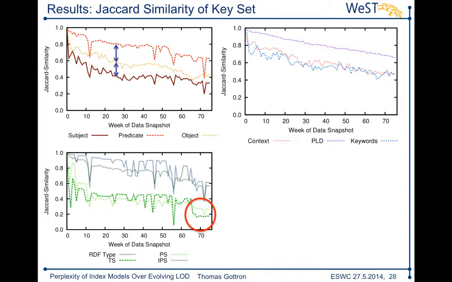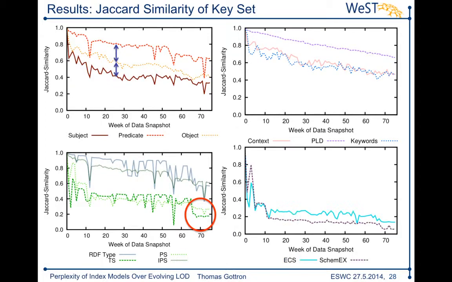If we take a look at the more complex schema level indices, the extended characteristic sets and SchemaX, then you see that the situation is even worse. Already after 10 weeks, you have only a Jaccard similarity of 0.2, and towards the end, you arrive at values of 0.1 or even below.